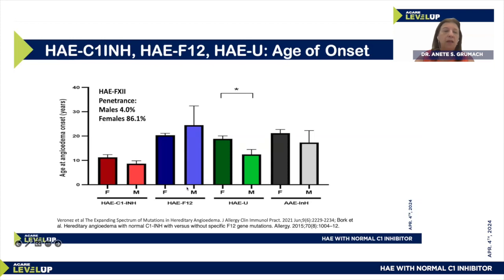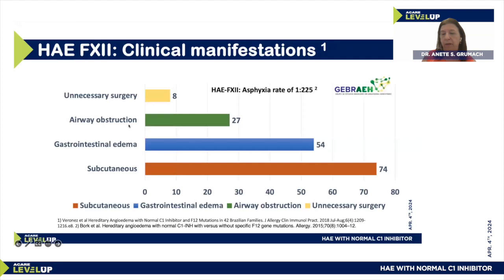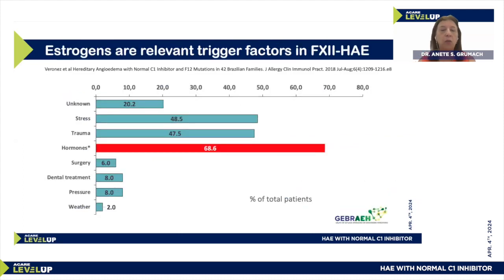The patients develop the angioedema later, and most of them, I would say 86% of these patients, are females. They are predominant in this group of patients. And clinical manifestations, we have the same, these are our patients, and these are the same symptoms. We have subcutaneous edema, gastrointestinal edema, airway obstruction as well, and also unnecessary surgery in 8% of these patients. And we can see the rate of asphyxia of 1 in 2 to 125. So the comparison about both groups, we can see that HAE factor 12 patients have the same symptoms as the patient with C1 inhibitor deficiency.